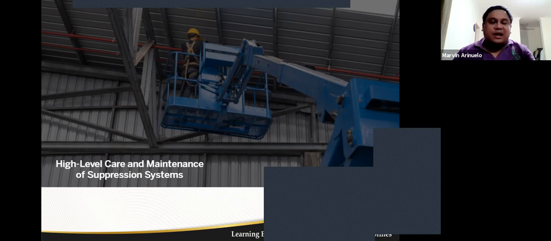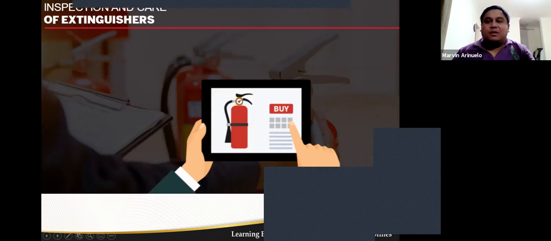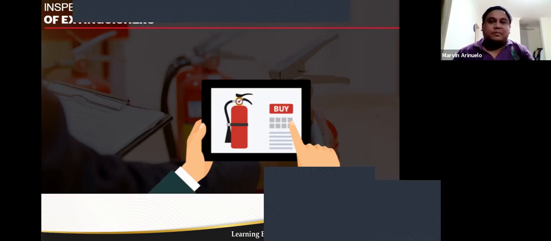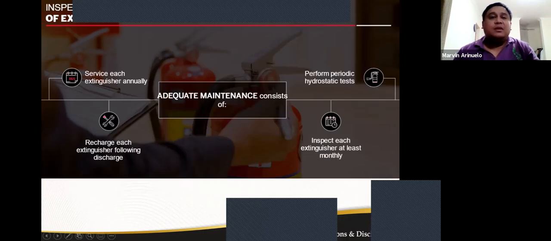Now let us discuss the high-level care and maintenance of your suppression system. Once a fire extinguisher is purchased by your organization, it becomes your responsibility to inspect and maintain. An adequate maintenance consists of monthly inspection, annual servicing, recharging each extinguisher following a discharge, and performing periodic hydrostatic tests as required.